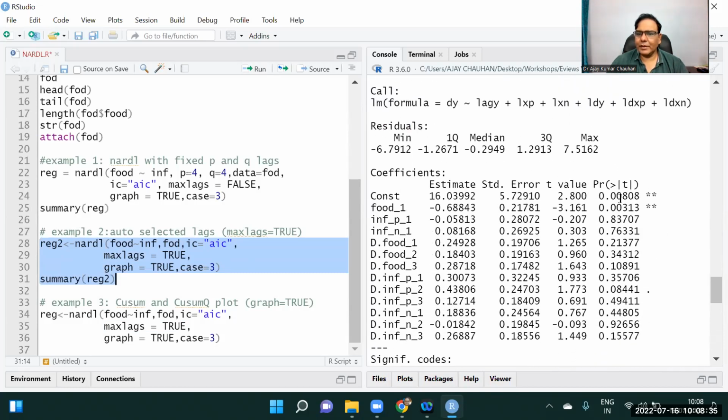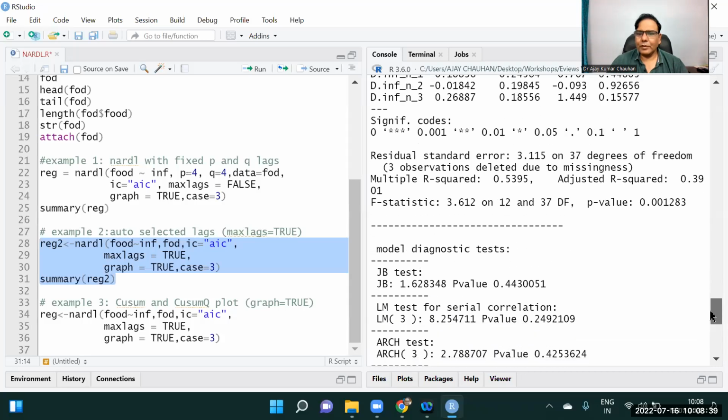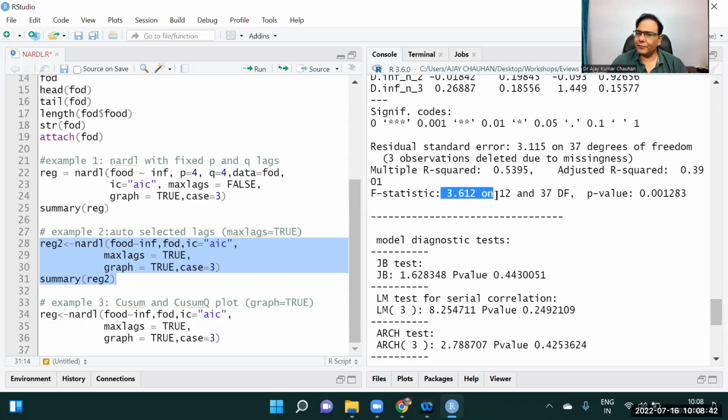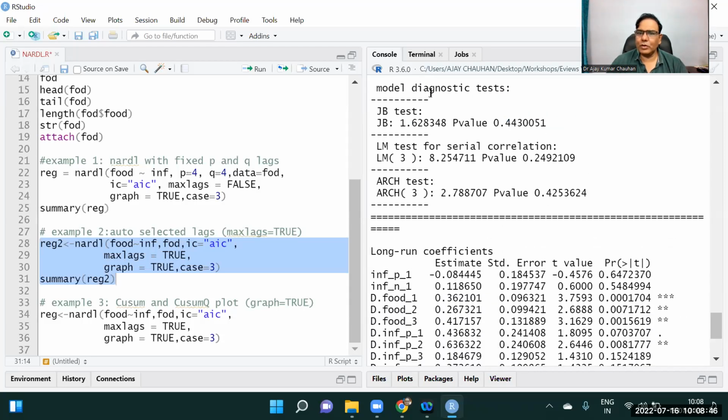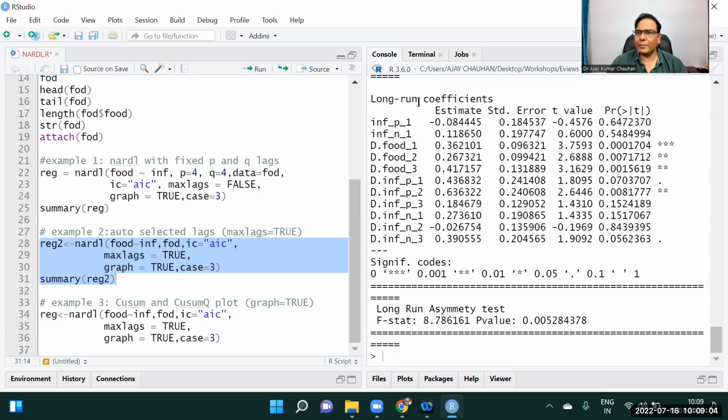And this is the ARDL model. The model is significant. And model diagnostic, because all the diagnostics you have to report in the paper. So these are the values of the Jarque-Bera test, LM test, ARCH test, all are good, no problem. And this is the long-term effect which you have to report in the paper, and asymmetric effect is found to be significant.